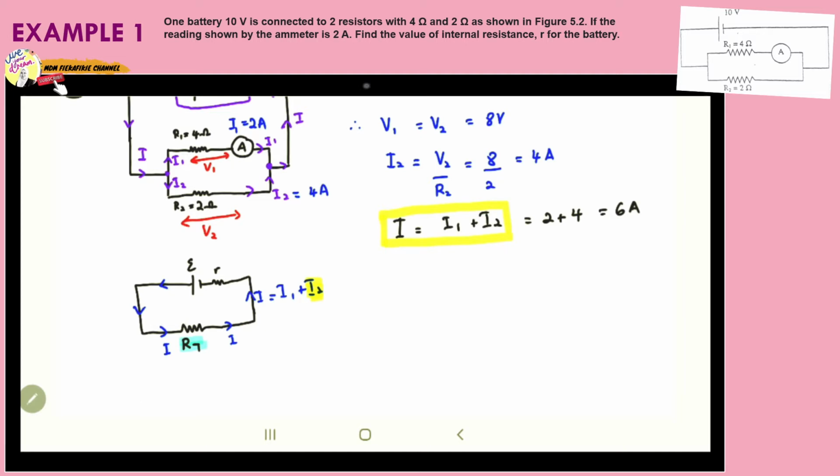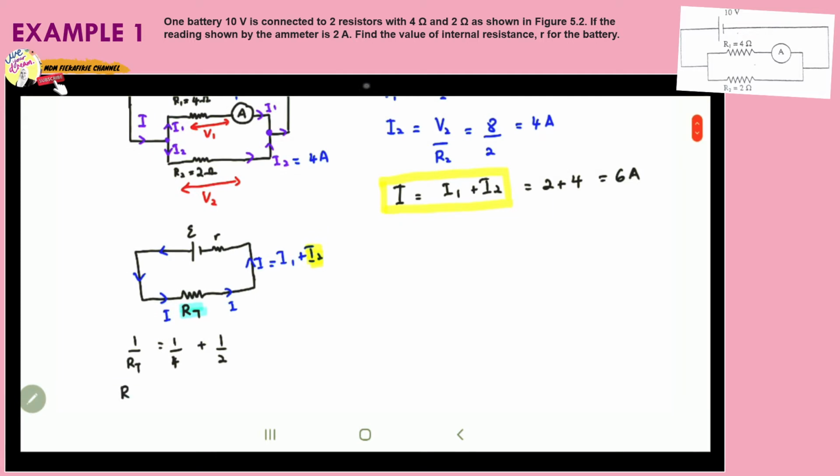Okay, so for the R total for the parallel combination, 1 over R total is equal to 1 over R1, where R1 is 4 ohm, plus 1 over R2, which is 2. So R total is equal to 1.33 ohm. Okay, so now let's proceed to find the value of the internal resistance.